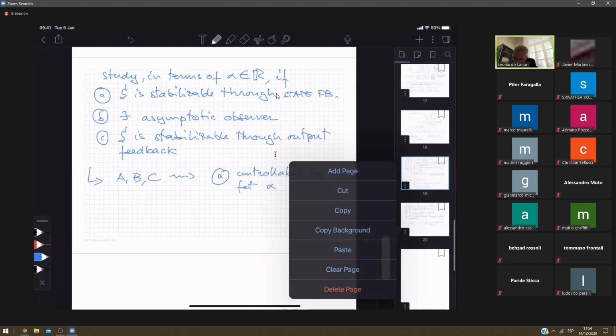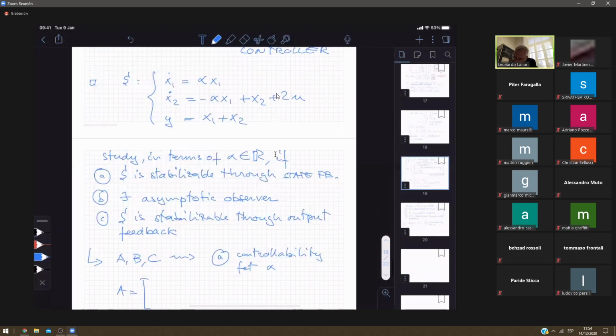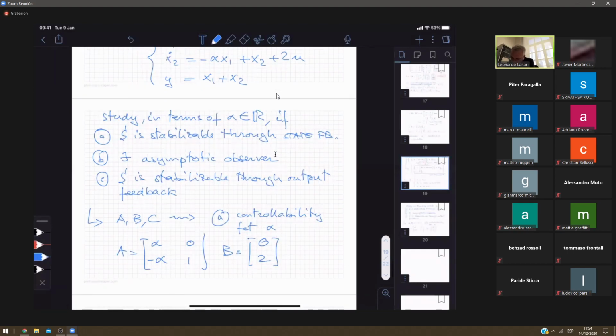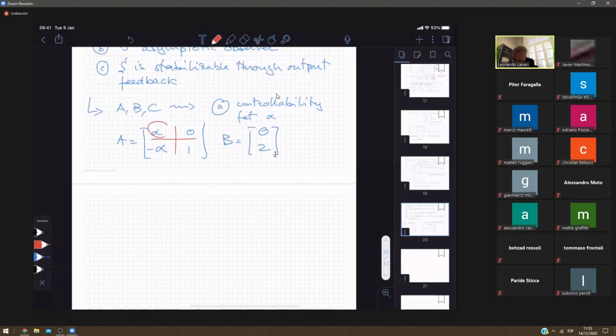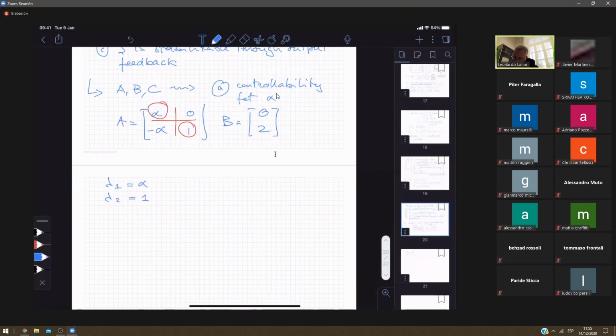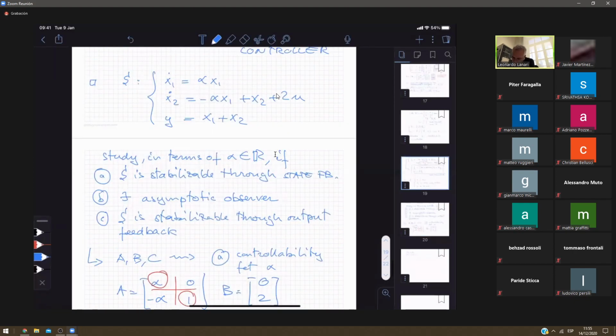So the A matrix is given by alpha, 0, minus alpha, 1. B is equal to 0, 2. Okay. Eigenvalues. So we have an important piece of information: lambda 1 is equal to alpha and lambda 2 is equal to 1. So, stabilizable by state feedback.